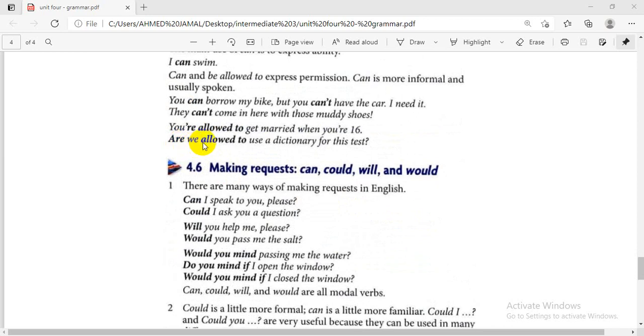Are we allowed to use a dictionary for this test?